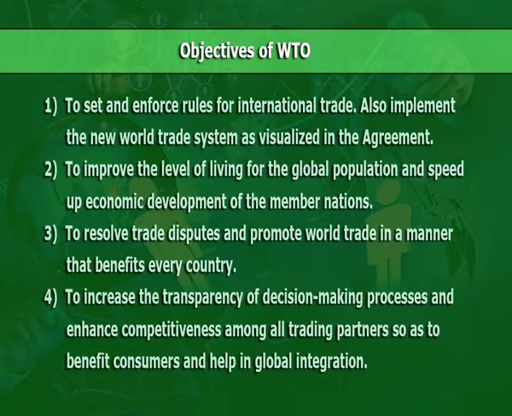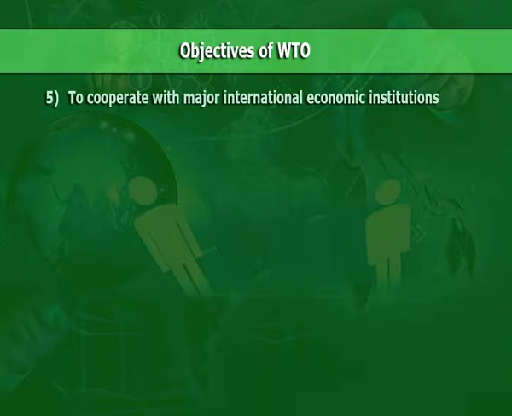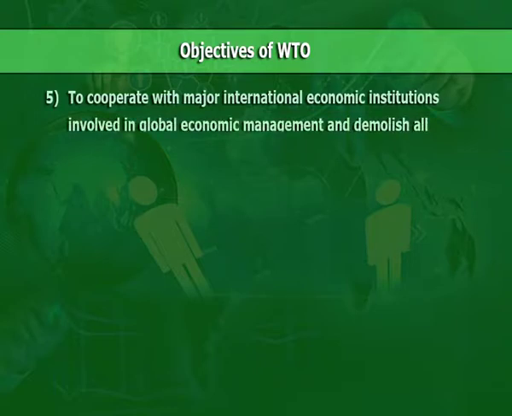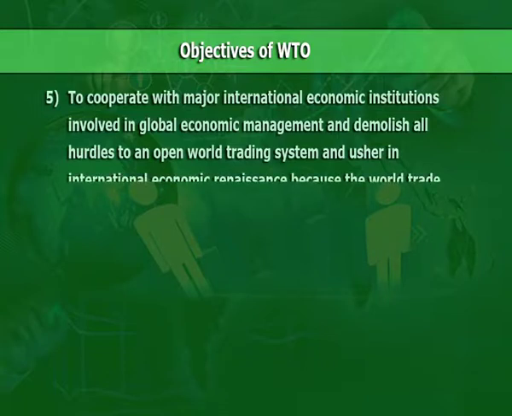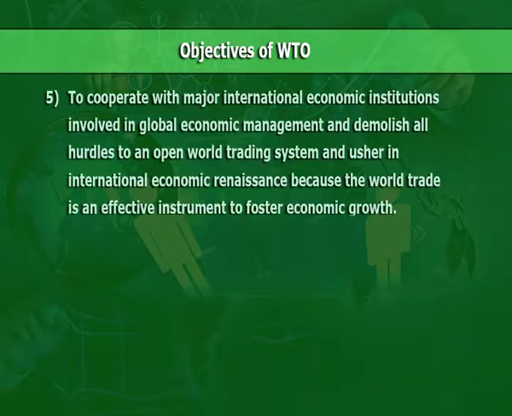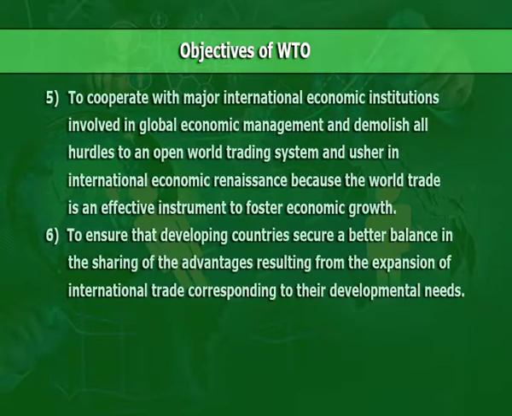Objective number 4 is to increase the transparency of decision-making processes and enhance competitiveness among all trading partners so as to benefit consumers and help in global integration. Objective number 5 is to cooperate with major international economic institutions involved in global economic management and demolish all hurdles to an open world trading system and usher in international economic resilience, because world trade is an effective instrument to foster economic growth.